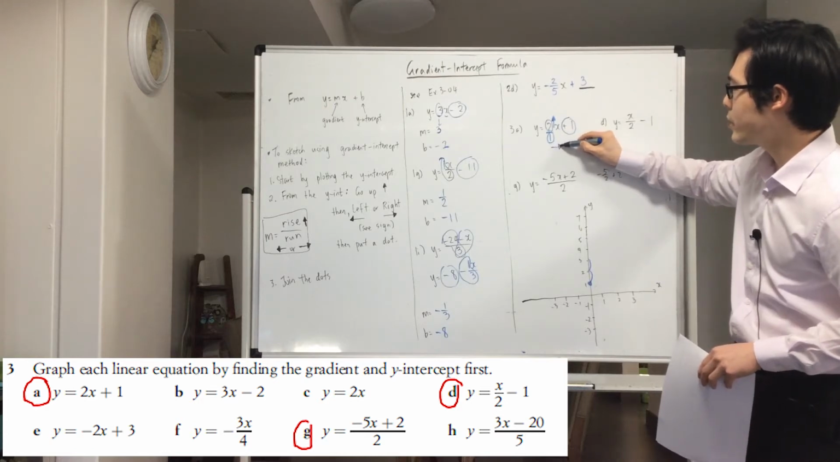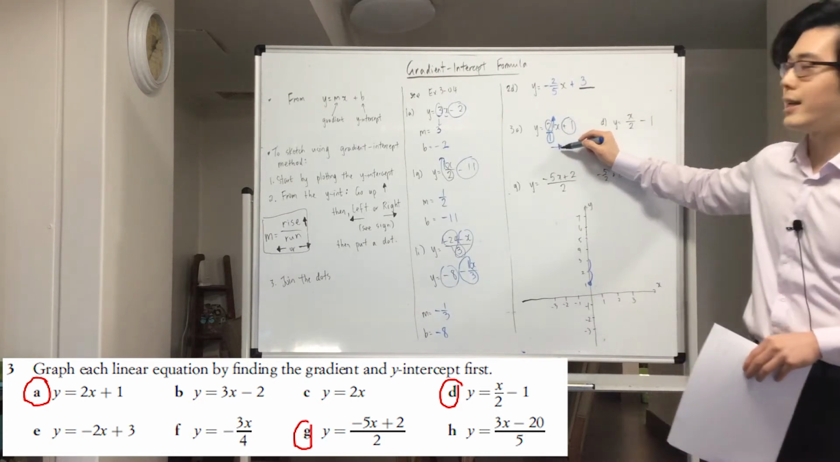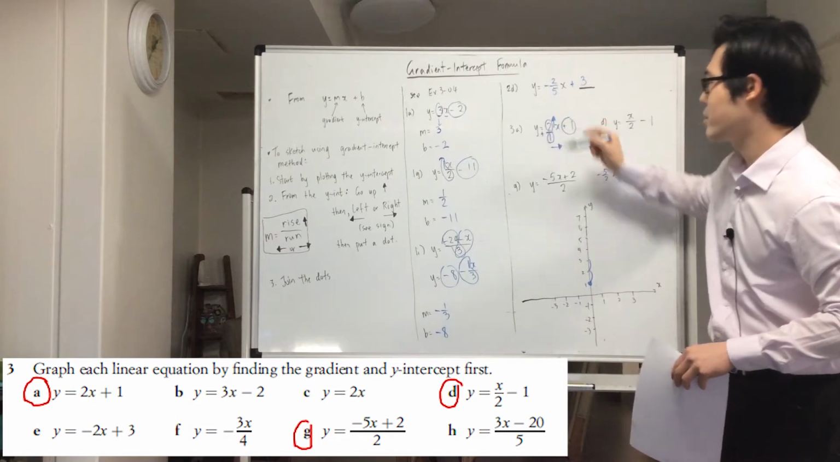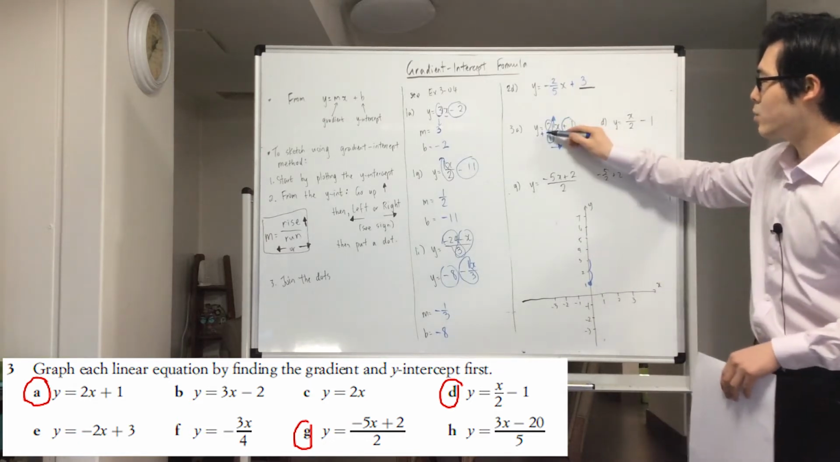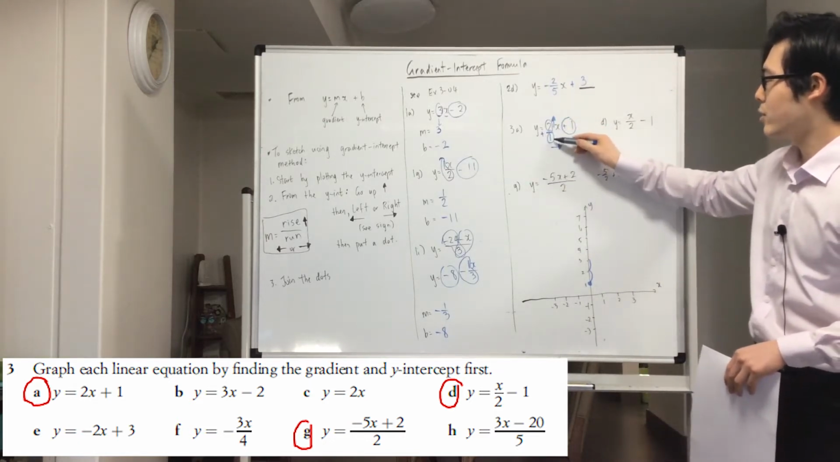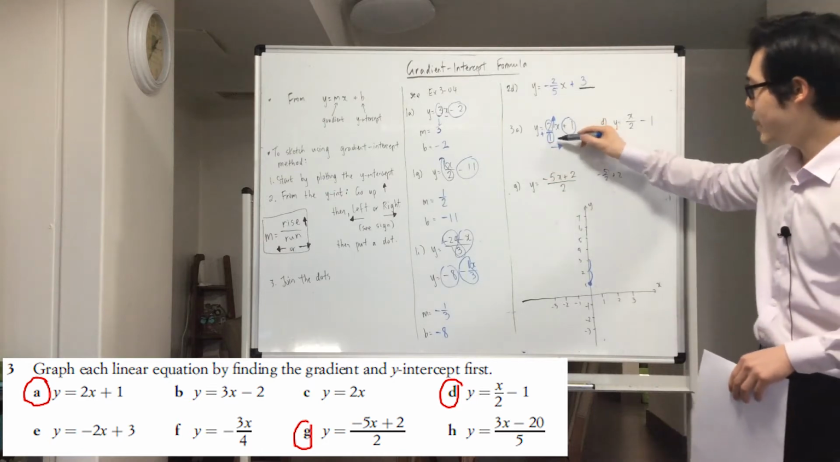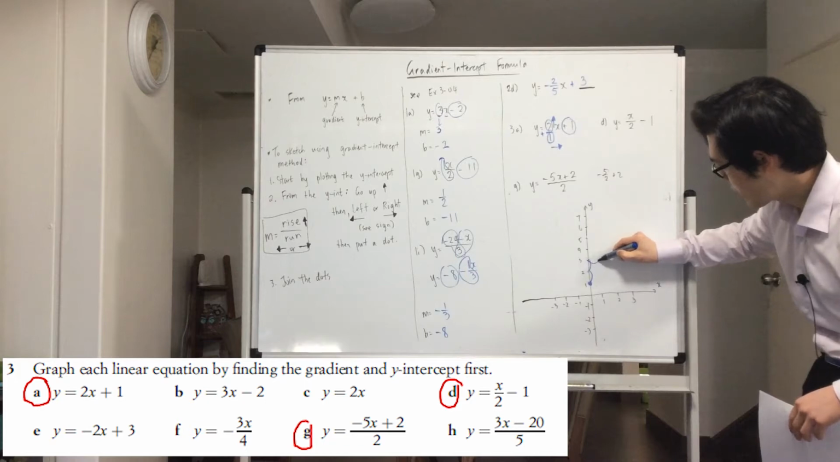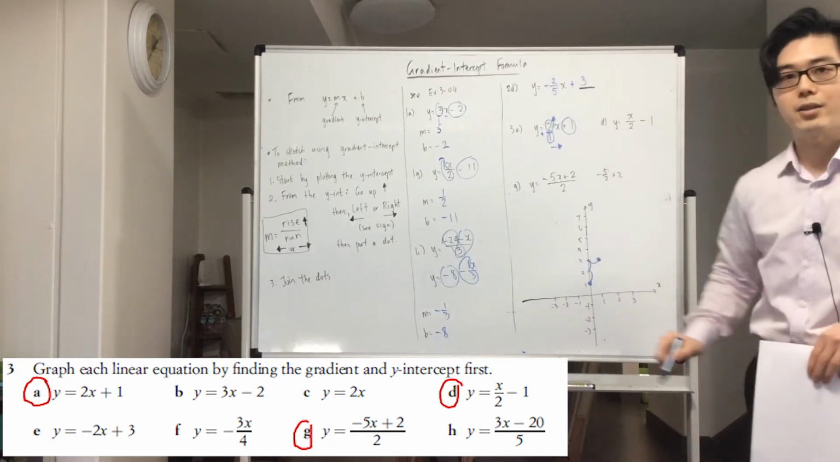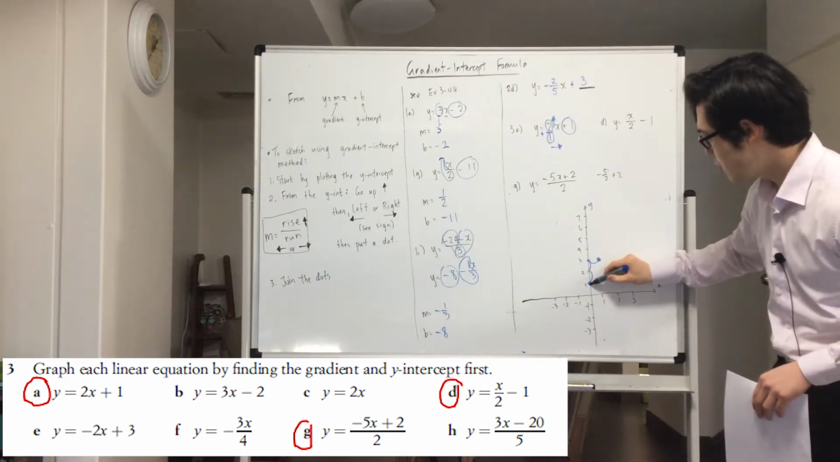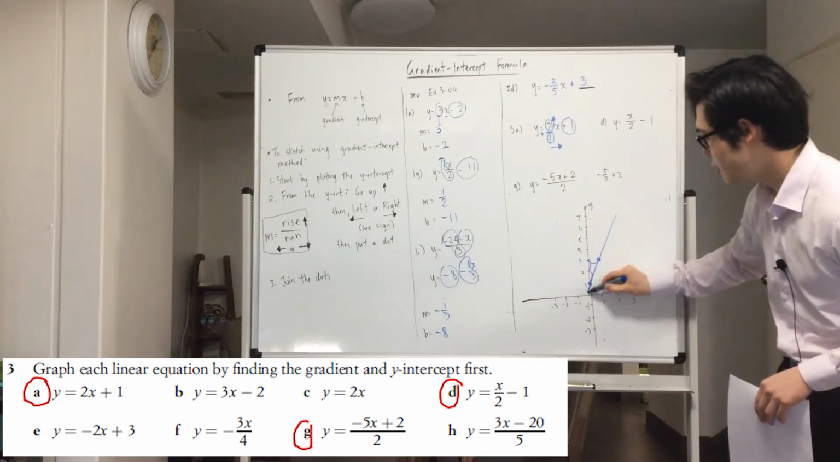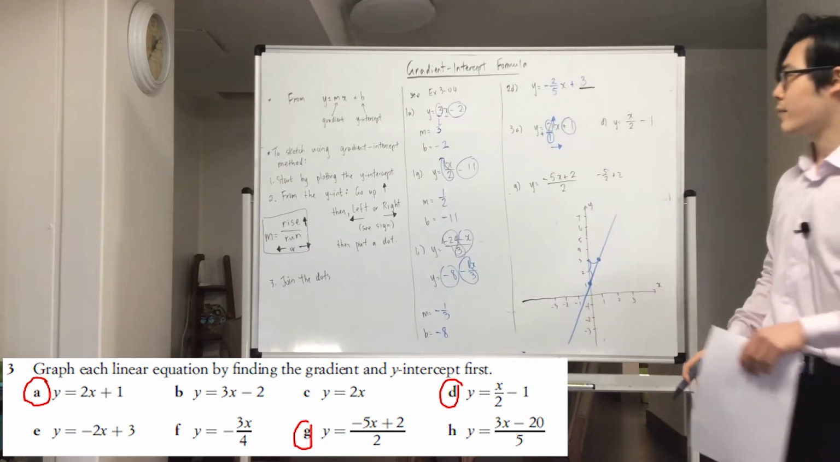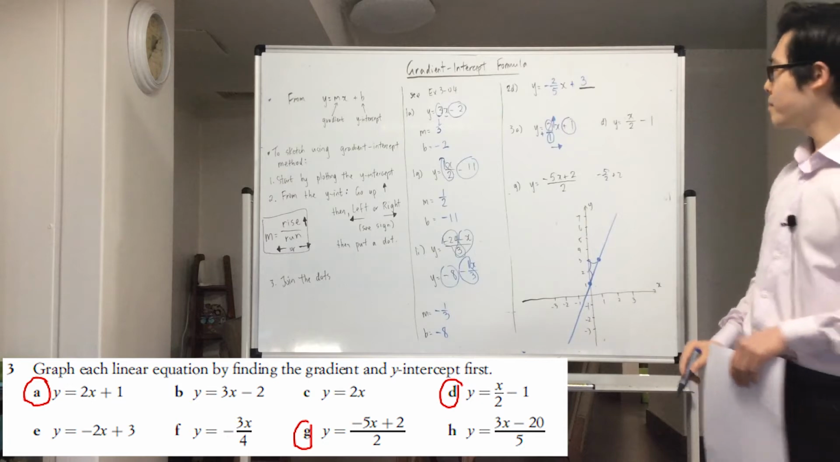The reason why we go to the right and not the left is because this number is a positive number. Okay? So if this was a negative number, like later on, we'll have to go to the left. So from where I am, go 1 unit to the right. So that's where you put the second dot. And then once you've got the 2 dots, you have to link them up. Okay, and then just continue it. That's how you graph it out using the gradient intercept method.